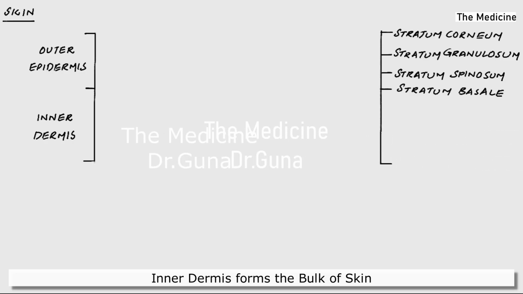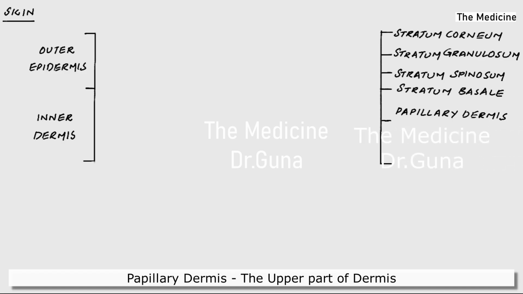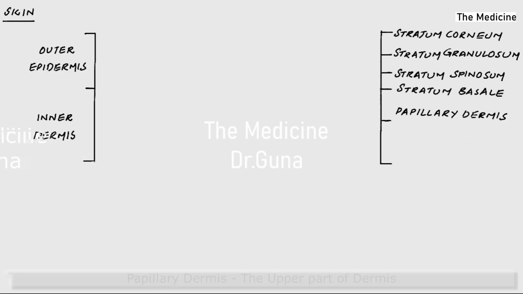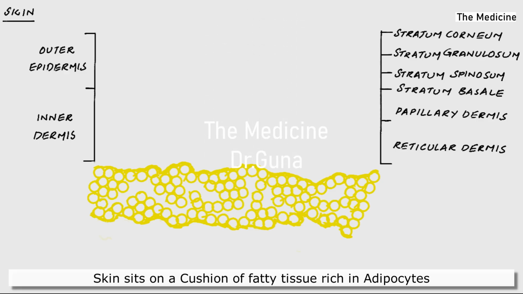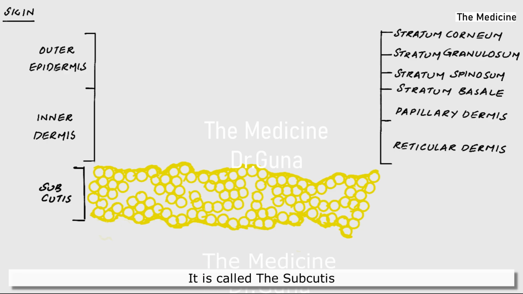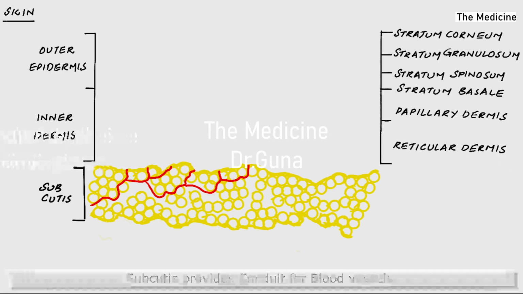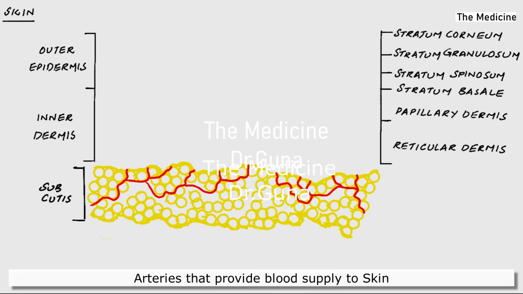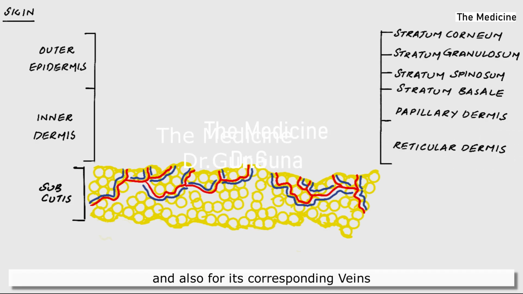The inner dermis, which forms the bulk of the skin, is again divided into two layers. The papillary dermis, called the upper part of the dermis, and the reticular dermis, called the lower part of the dermis. The skin sits on a cushion of fatty tissue rich in adipocytes. This is called the subcutis. The subcutis provides a conduit for blood vessels that includes arteries that provide blood supply to the skin and also for its corresponding veins that drains it.